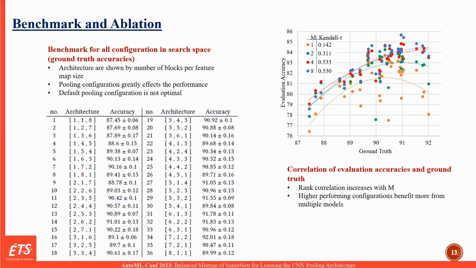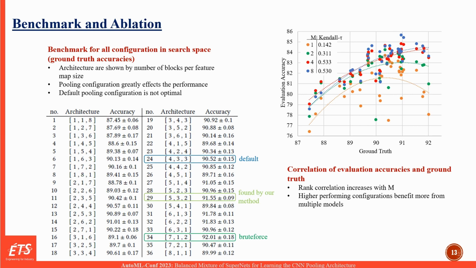Now we perform many experiments with our methods. We started by establishing a benchmark by training all configurations in our search space, as shown on the table on the left. The architectures here are shown by number of layers per feature map size. And we can see that the default pooling architecture is not necessarily the best. And by only changing the pooling, we can improve the performance.